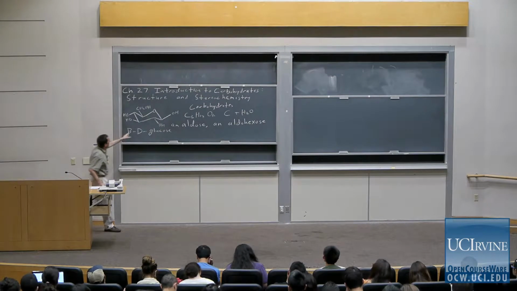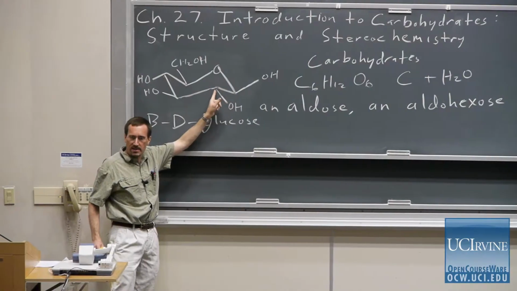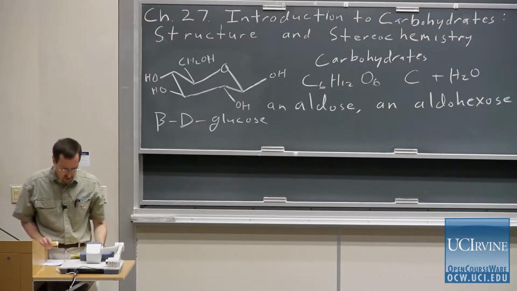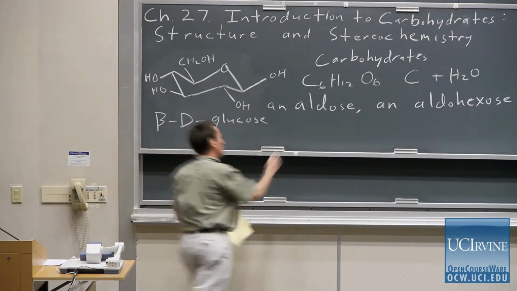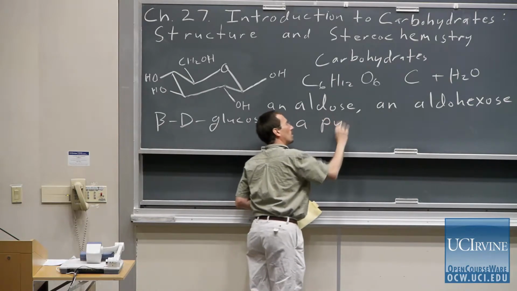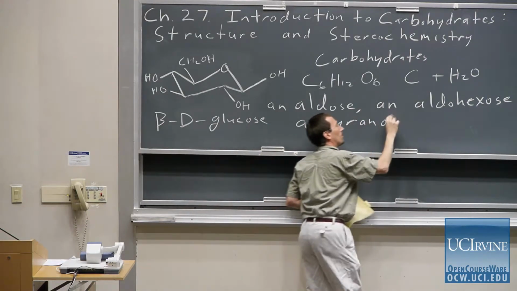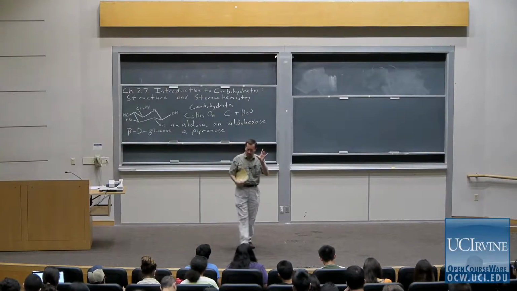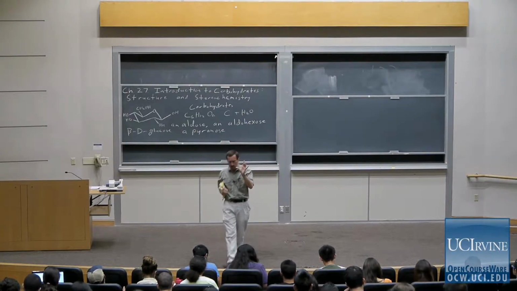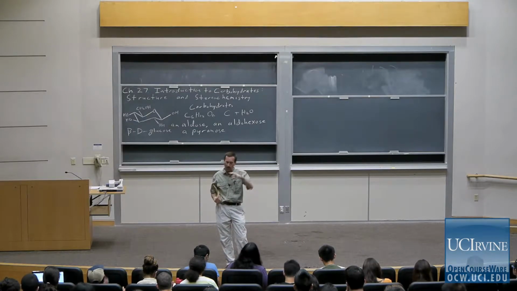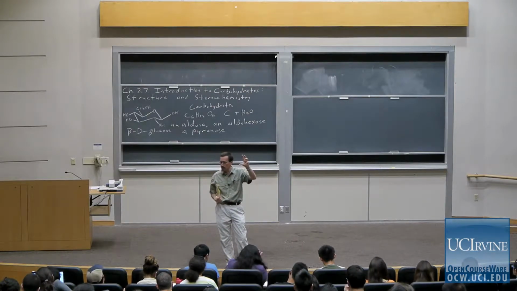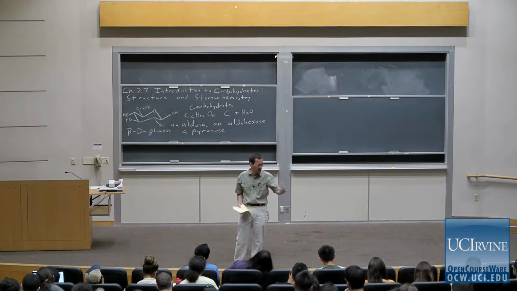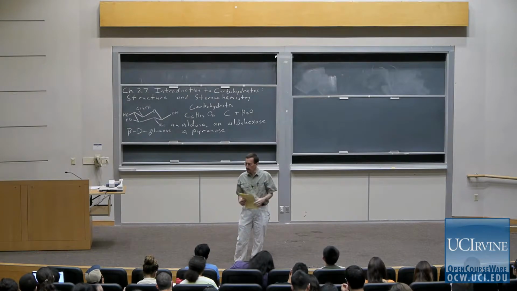Because glucose has a 6-membered ring containing an oxygen in the closed form, in the hemiacetal form, we call it a pyranose sugar. Pyran is a 6-membered ring containing an oxygen atom. Tetrahydropyran is a saturated 6-membered ring containing an oxygen atom. So glucose is a derivative of tetrahydropyran, so we call it a pyranose.